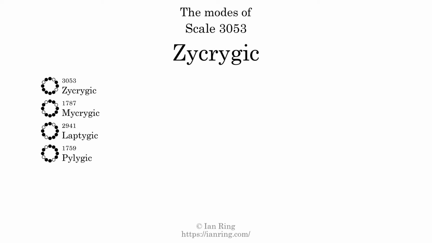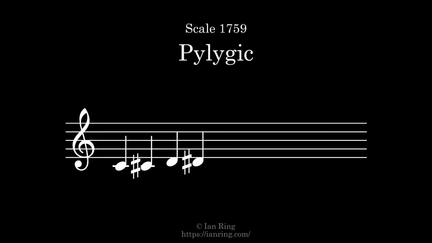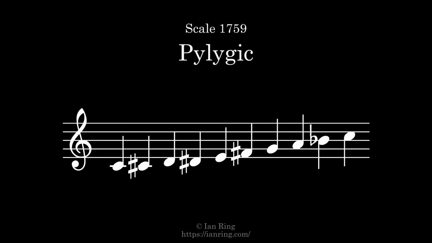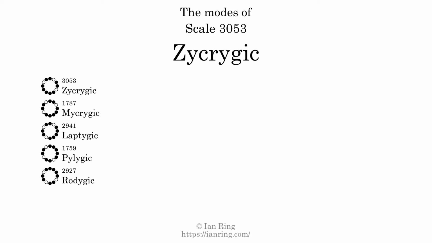The fourth mode is scale 1759, also known as Zycrygic. It sounds like this. The fifth mode is scale 2927, also known as Zycrygic. It sounds like this.